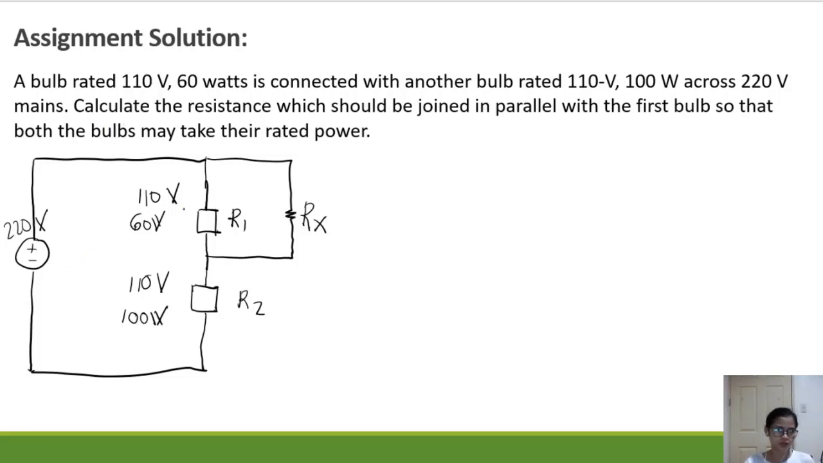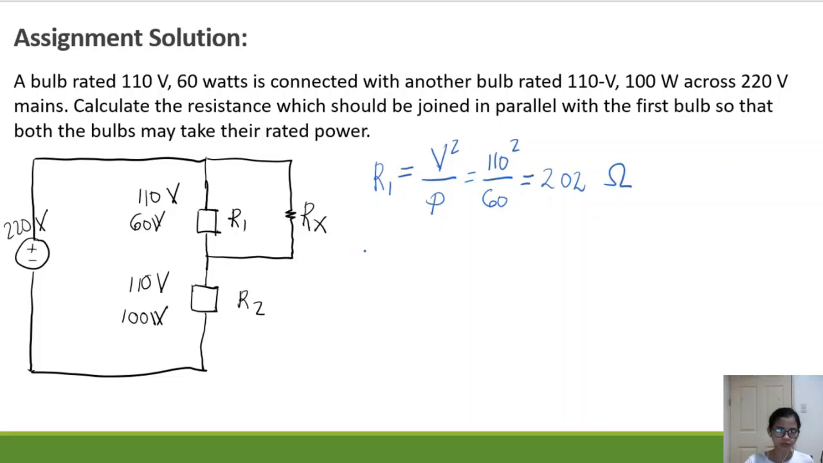So what am I going to do next? In this figure, I know that this bulb is rated 110 volts, 60 watts. Therefore, I can get the resistance of R1. What's the formula for P? If given voltage and resistance, that would be V squared over R. Therefore, R1 is V squared over P. So please recall that one. This will be 110 squared over 60. I'm sure that R1 is equal to this, 202 ohms.